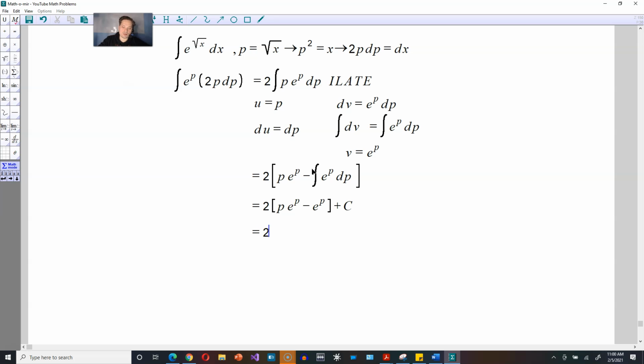Continue, so 2 for now, brackets, and then p, remember, is defined up here as the square root of x. You see that? So that means you've got to now replace p with the square root of x. So you're going to end up with square root of x times e raised to the square root of x, minus e raised to the square root of x, and then plus c. And then maybe lastly just distribute the 2, so it's going to be 2 square root of x e raised to the square root of x, minus 2e raised to the square root of x, and then plus c this way, the constant at the end. And that is the answer.